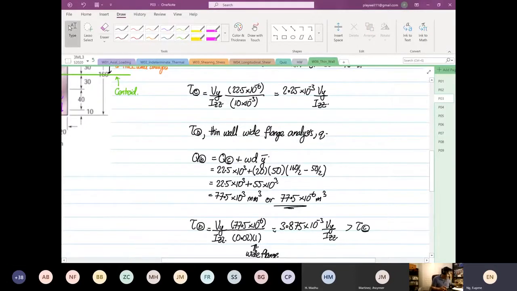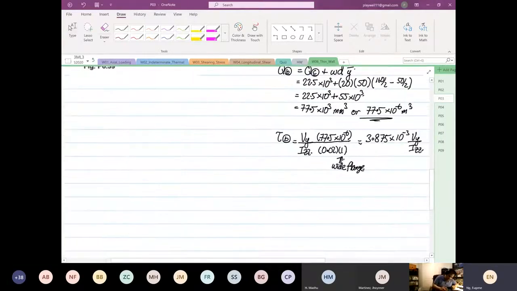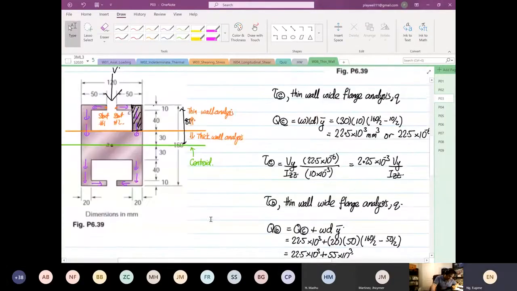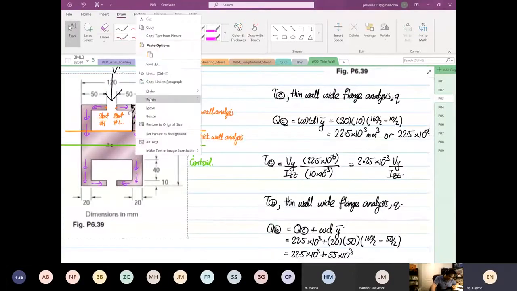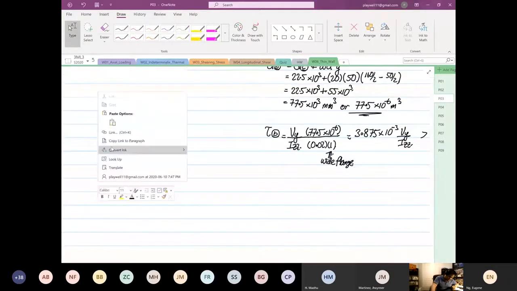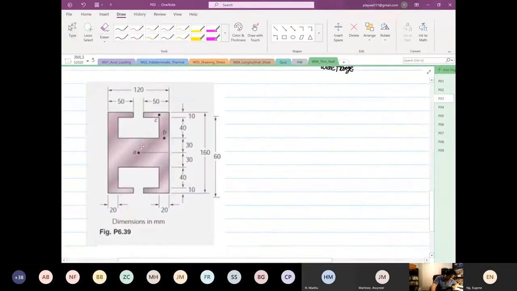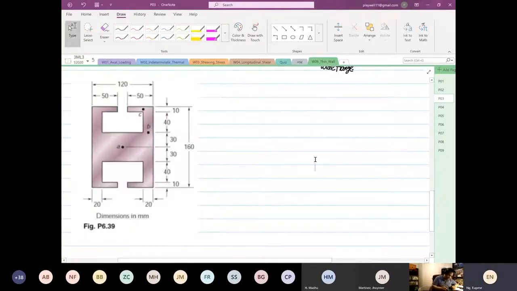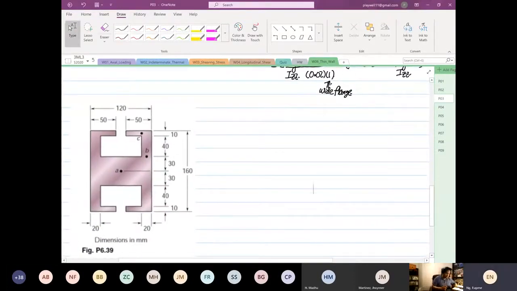So stress B is definitely higher than stress C. Okay. Then the last one, we need to look at the stress at A. So let me copy this whole thing down. So the stress at A, right? So you have to consider both areas now.